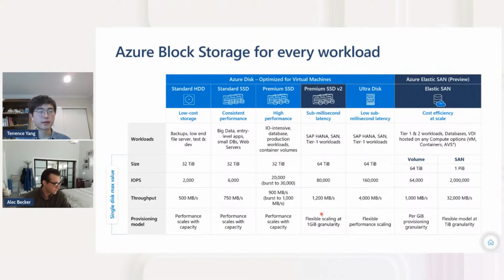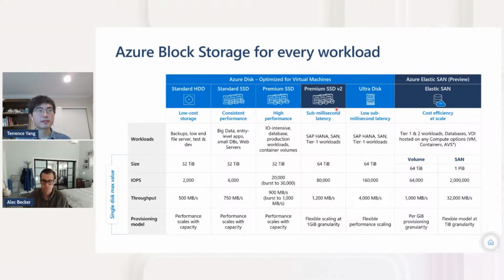Another important thing to mention, the feature is called flexible scaling at 1 gigabyte granularity. This means that customers or users can provision the size of the disk and also IOPS and throughput independently, instead of picking a disk tier that was preset for standard SSD and premium SSDs. We'll talk more later in the next slides.